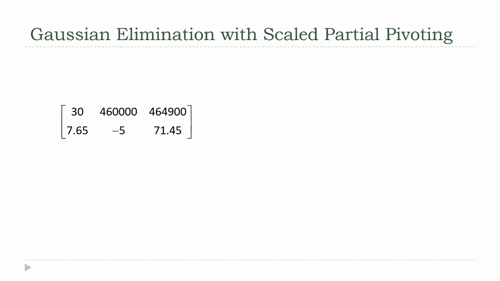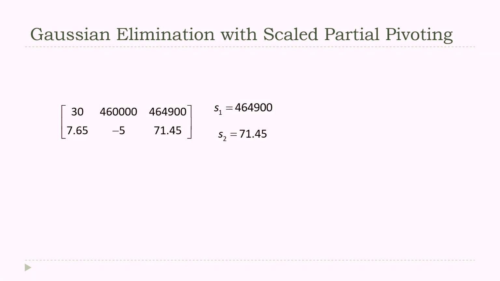So my solution to this is something called scaled partial pivoting. And all I'm going to do is I'm going to make a little adjustment to how I decide whether or not to switch some rows around. Okay, so the first step is to find a scaling factor for each row. And that value is just the biggest number in the row. Okay, so for the first row, that would be the 464,900 figure. And for the second row, that would be 71.45.